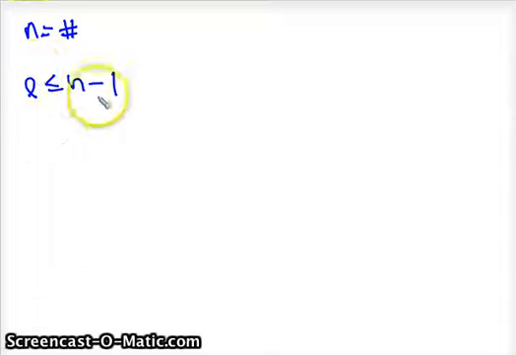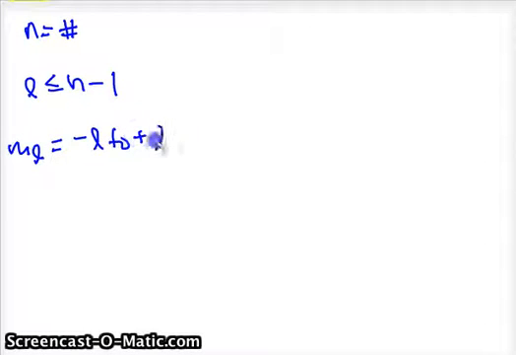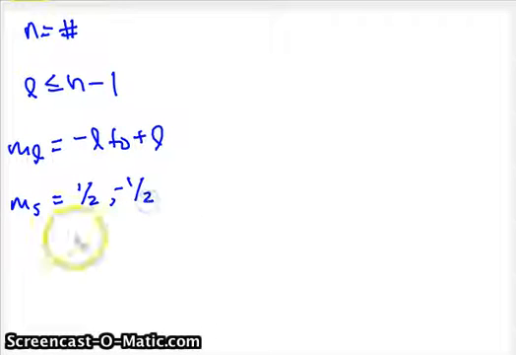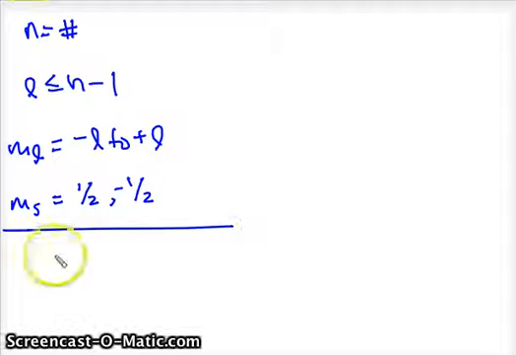Now, what this means is, let's back up. So I know n is going to be whole numbers equal to 1 or greater. I know l is going to be less than or equal to n minus 1, meaning it encompasses everything. ml is -l to +l. And my ms is always going to be +1/2 or -1/2. Okay? And the combination of these means I can predict what quantum numbers are possible and what are not.